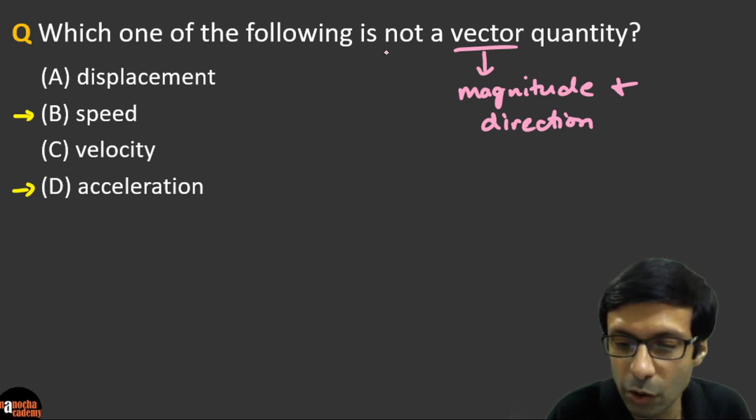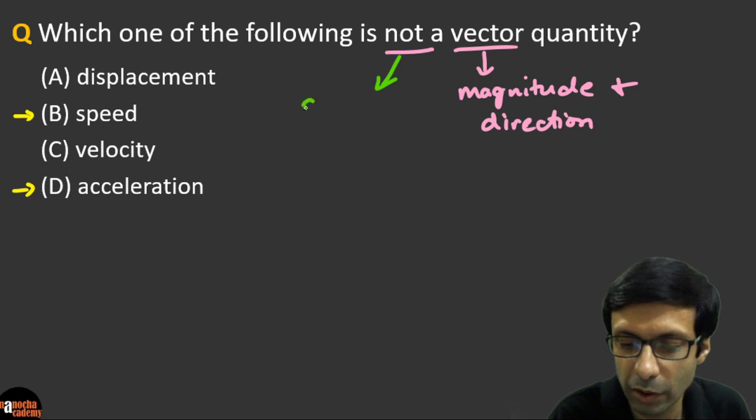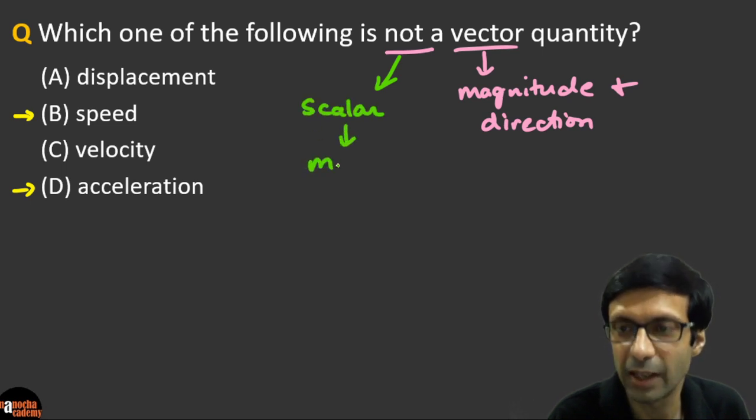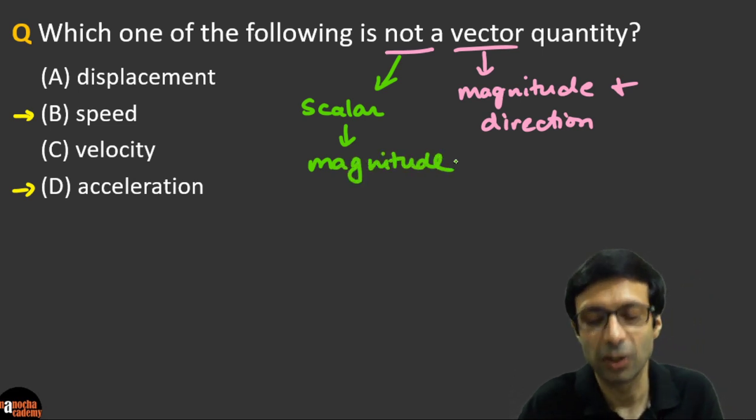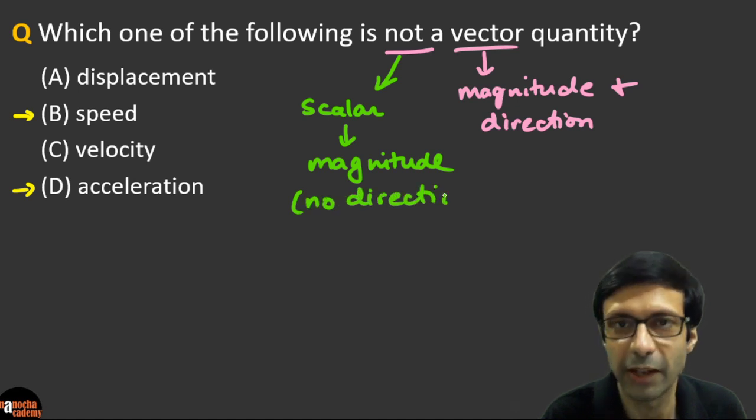But here we are asking not a vector quantity. So what is the opposite of the vector, not a vector quantity? It is a scalar quantity. And scalar, as you know, it has only magnitude. Means it only has a value. There's no direction. So it does not have any direction.